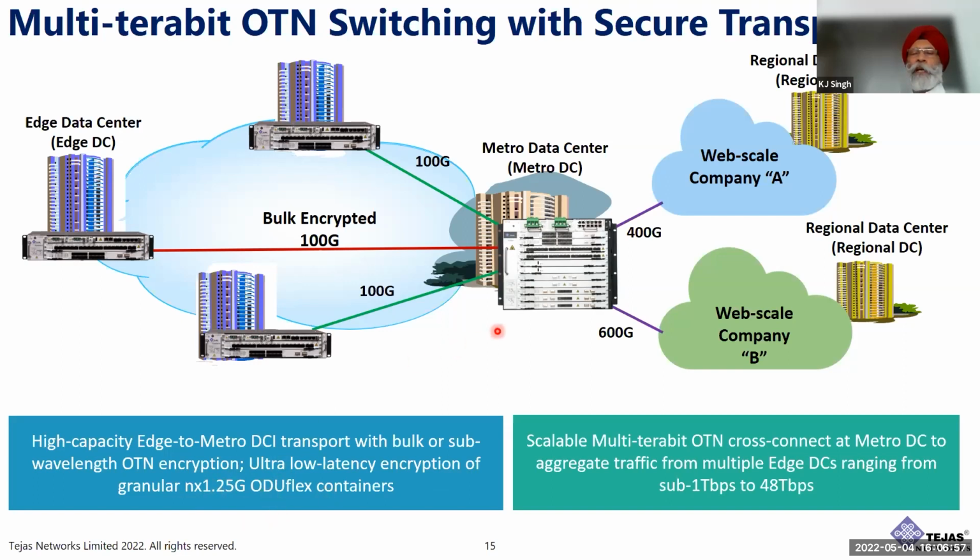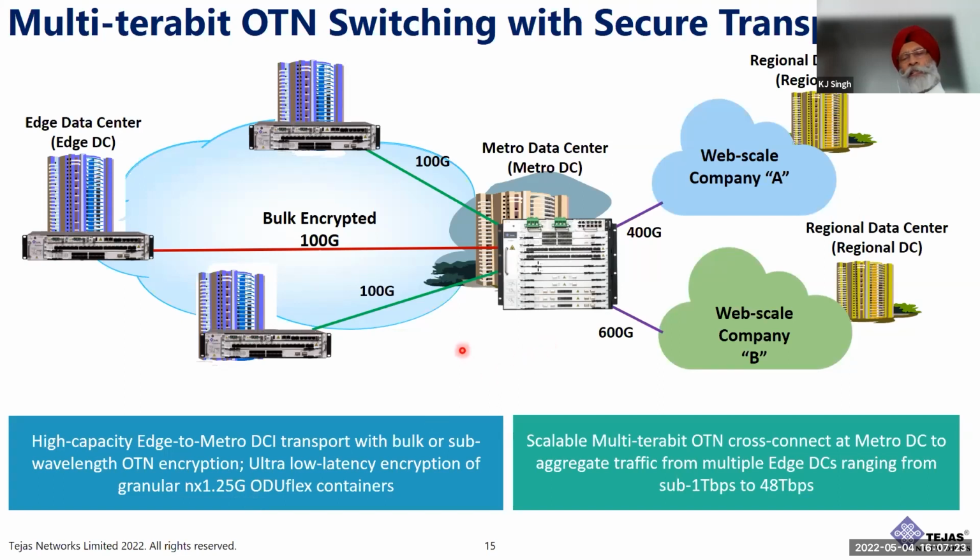Because for the web scale companies, everything is in terms of 100 gigabit, but still there are a lot of cases where data centers of a customer may require multiple ODU Flex containers. So that's something that's important.